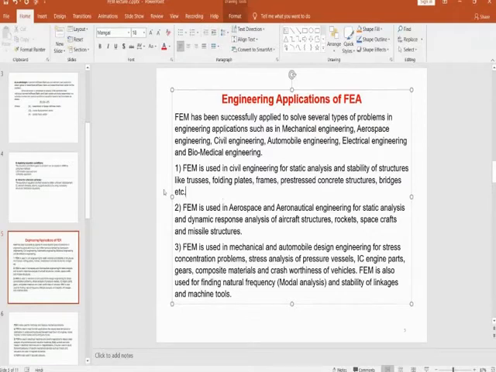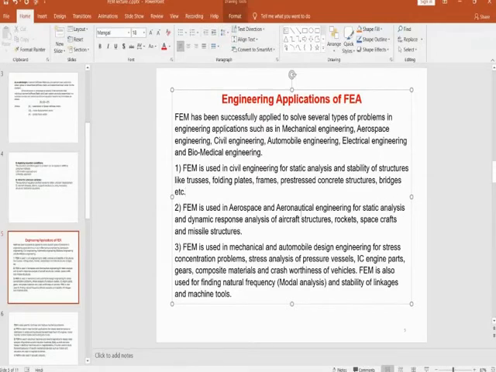So in civil engineering, finite element method is used for static analysis, that is structural analysis and stability analysis of beams, columns, trusses, folding plates, frames, then pre-stressed concrete structures, then bridges, etc.